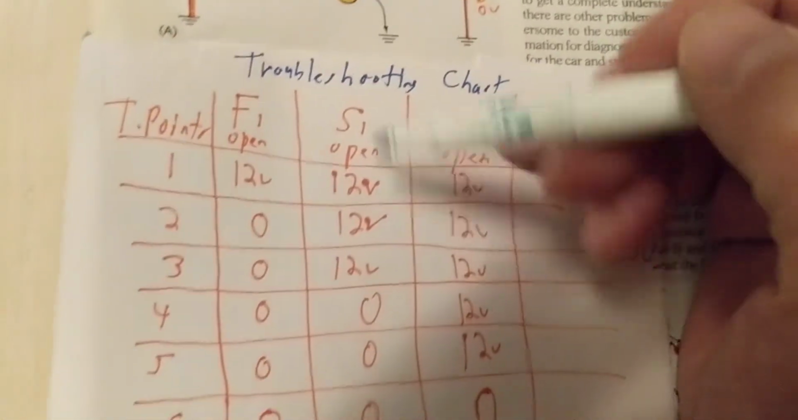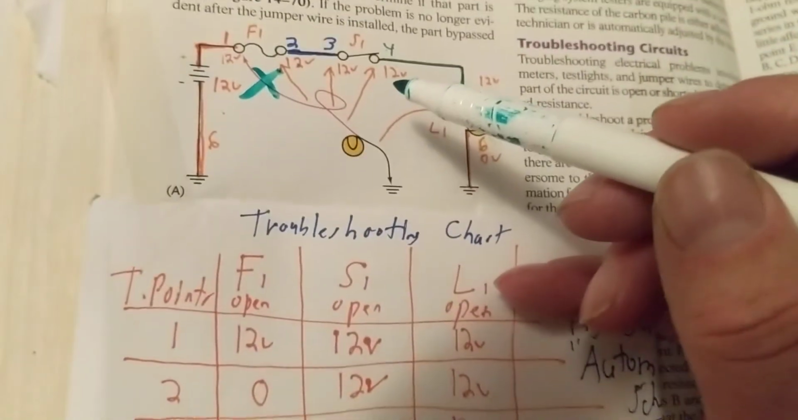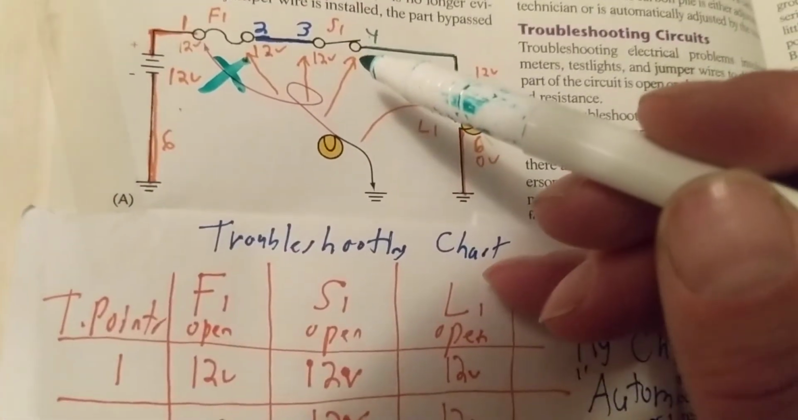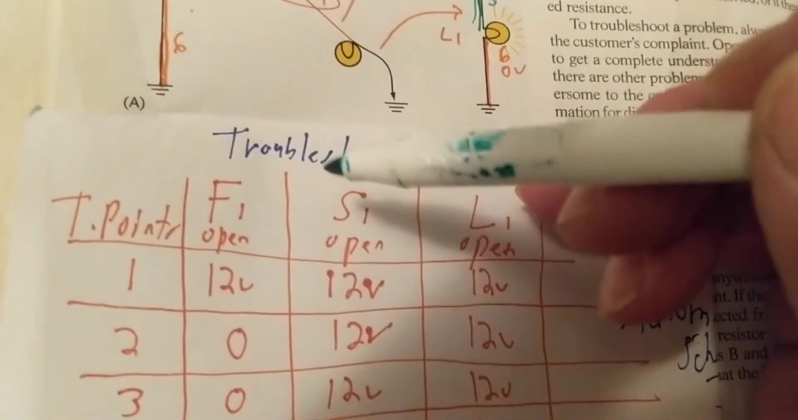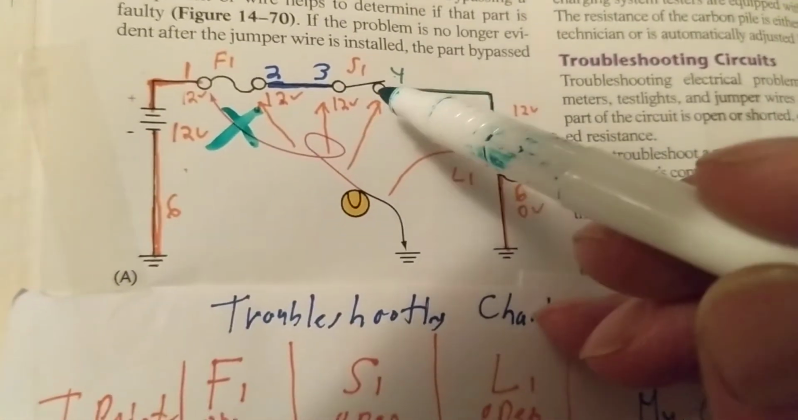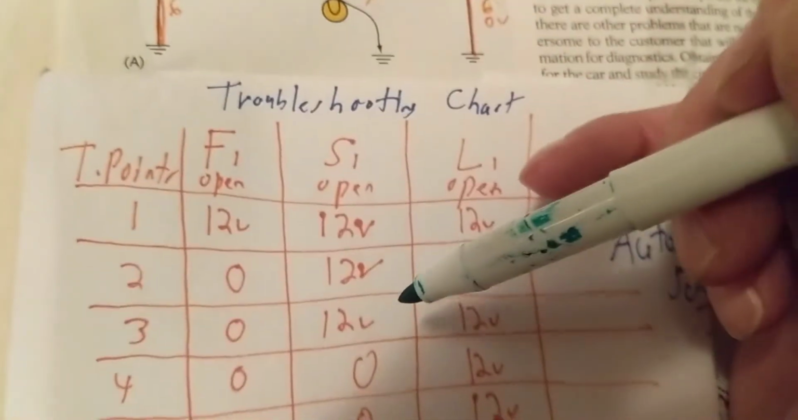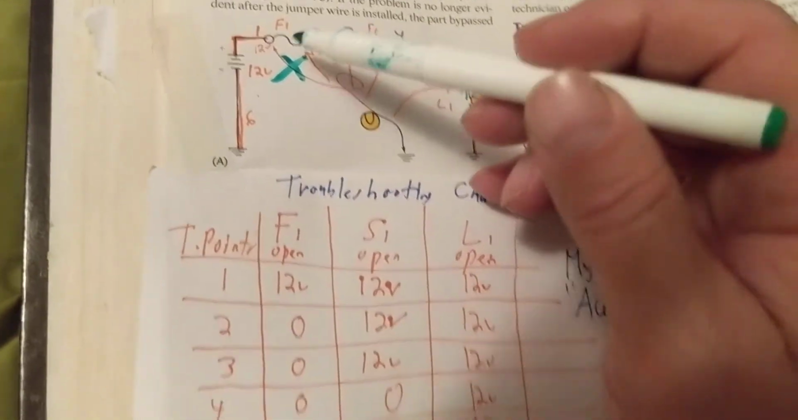Let's do fundamentals of troubleshooting, and let's apply what we just learned. This is good. This is intact. F1 is good. S1 is the problem, it is open. What will I measure? What will I measure from here?